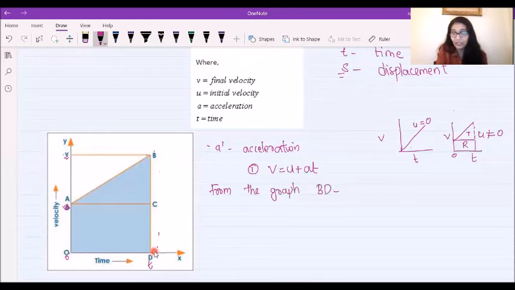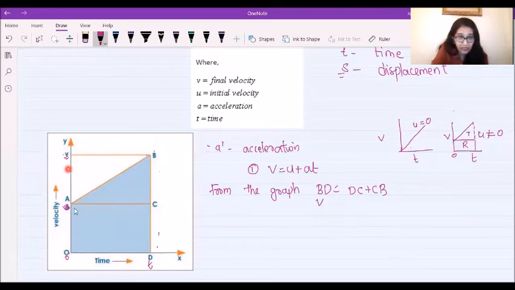BD can be divided into two. What are the two parts? DC plus CB. This is DC plus CB. From the graph, we are sure that BD is equal to V. BD means the total height. Total height means it is finally reaching V. So V. DC is the initial height.